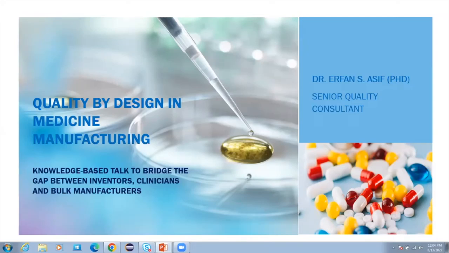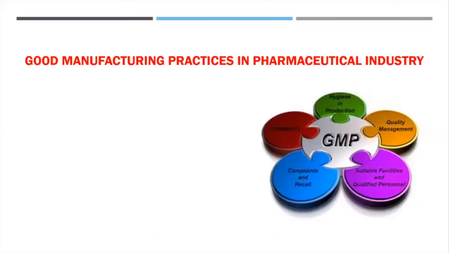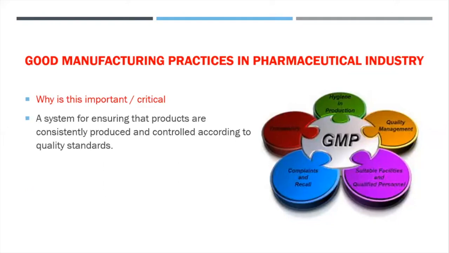How the quality is actually built in the drugs. So we generally call it good manufacturing practices. It's a very small word and very small terminology known as GMP, commonly used in the pharmaceutical world. But what it is and why it is important, why it is critical. So basically, it's a system to ensure that the product a patient is buying is what he actually needs and what he desires.